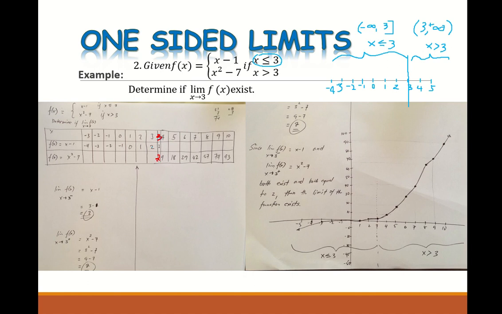When x equals 4, now we're going for numbers greater than 3. So 4 squared, 16 minus 7, we have 9. When x equals 5, 25 minus 7, so we have 18. When x equals 6, 36 minus 7, that is 29. When x equals 7, 49 minus 7, that is 42. When x equals 8, 8 squared, 64 minus 7, that is 57. When x equals 9, 81 minus 7, 74. When x equals 10, 100 minus 7, we have 93.